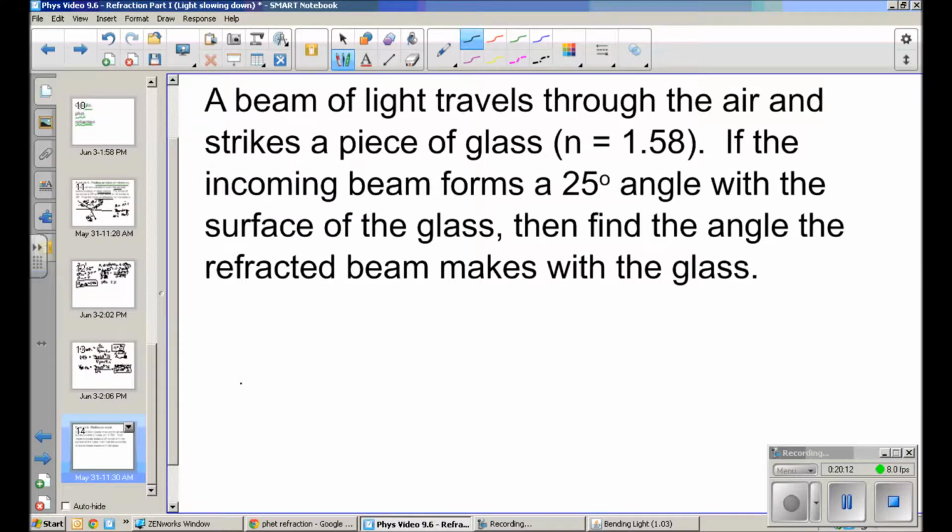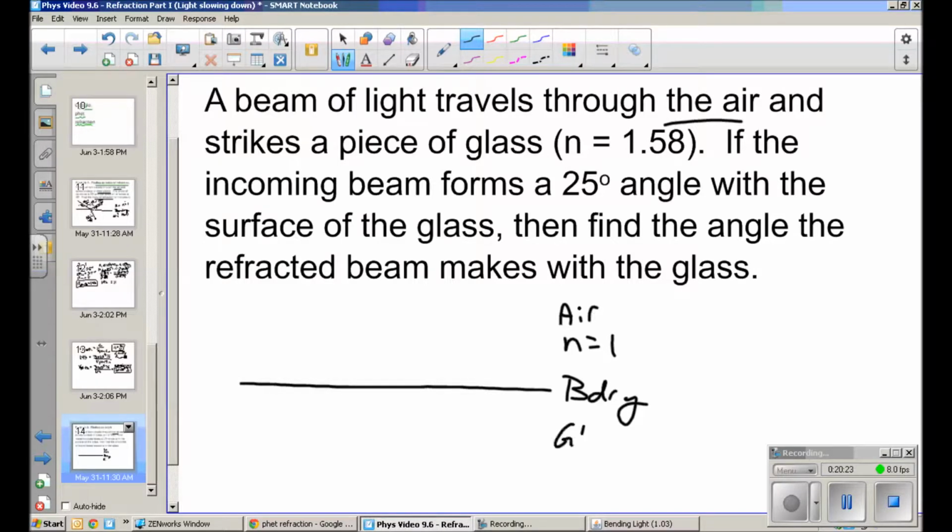All right, so here we go. Let's draw this. So here's our boundary. It's going through air. So up here we're going to have air where n is 1. And we're going into a piece of glass. And it tells us the n for this piece of glass is 1.58. Our beam of light is going to come in through the air. So this is our incident beam. Draw on your normal line.